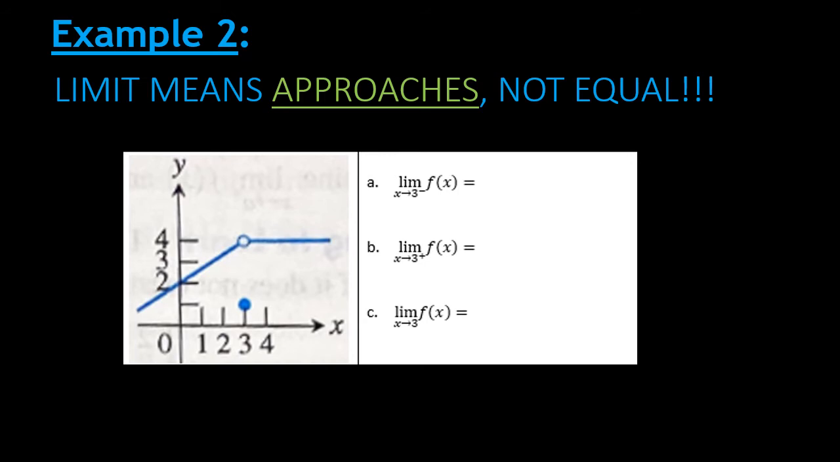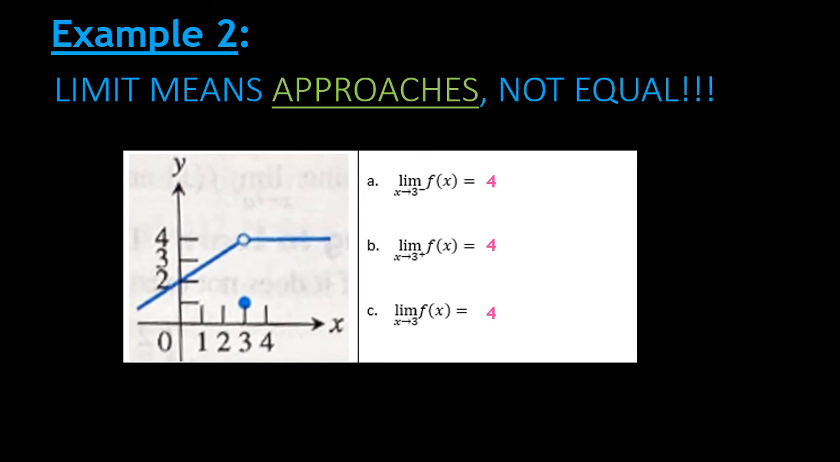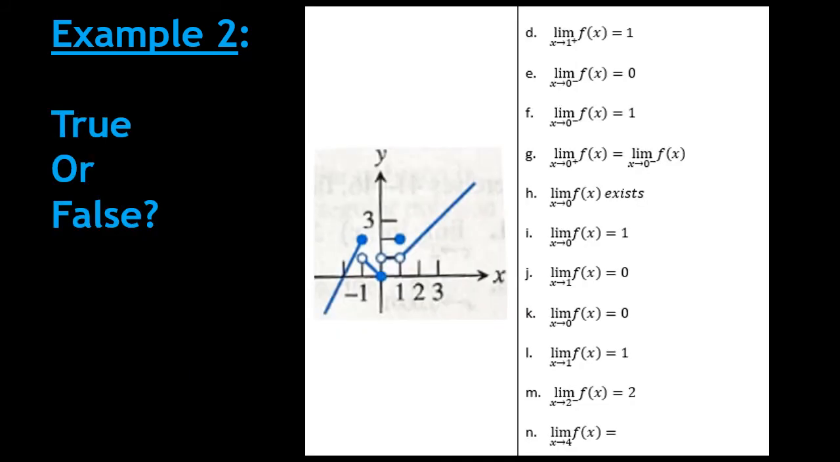All right, welcome back. So let's just talk about this real fast. If I'm doing this, I'm approaching 3 from the left. So here's 3. As I come in to 3 from the left, this is approaching a y value of 4. As we come in from the right, we are also approaching a y value of 4. And because the limit from the left and the limit from the right are identical, we approach a y value of 4.